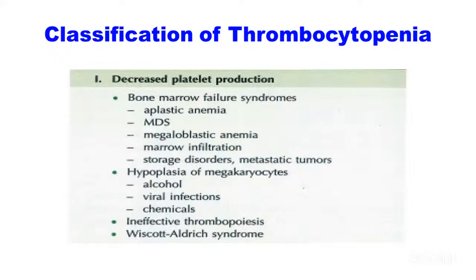If we see the classification of thrombocytopenia, it is basically either decreased platelet production or platelet destruction, or there is a pooling of platelets in the spleen. Decreased platelet production is due to bone marrow failures like aplastic anemia, MDS, megaloblastic anemia, and some storage disorders. There might be hypoplasia of the megakaryocytes from alcohol intake, viral infections and toxins. It could be an ineffective thrombopoiesis or Wiskott-Aldrich syndrome.